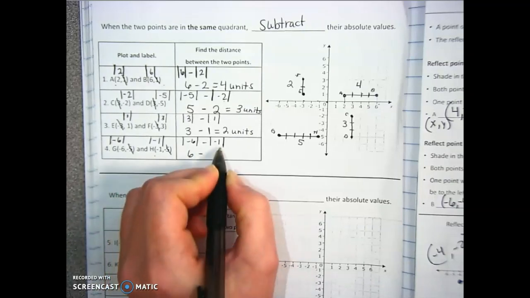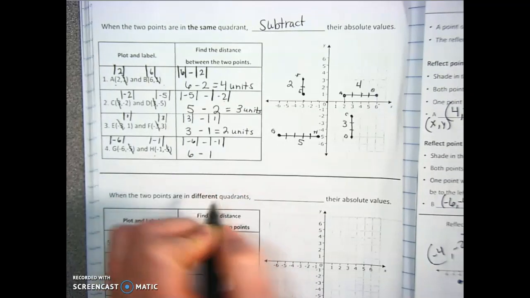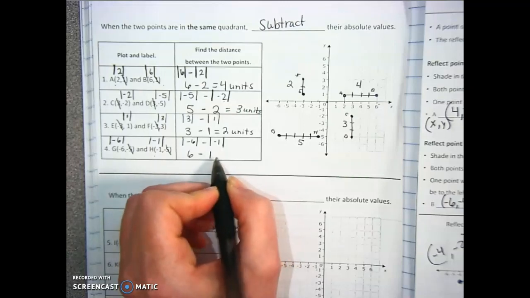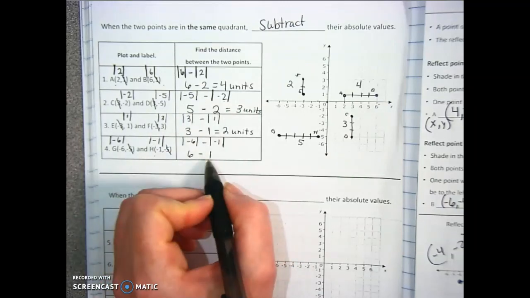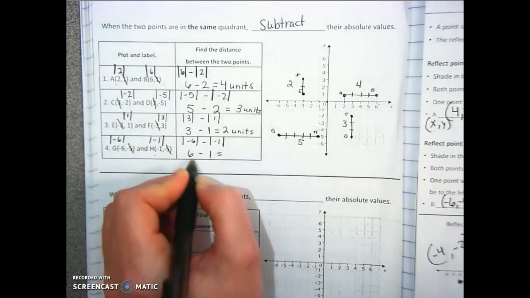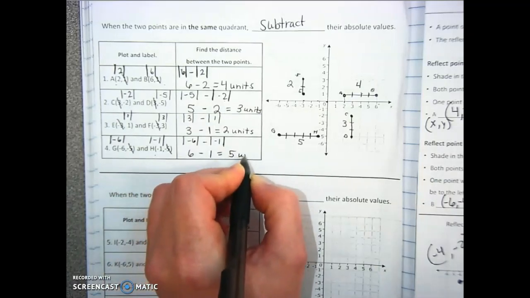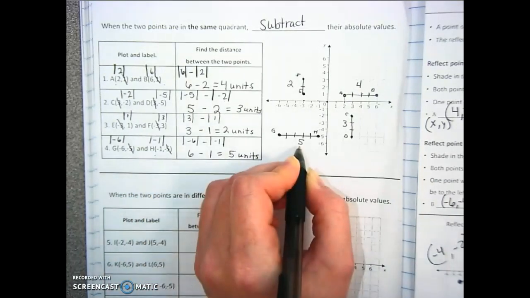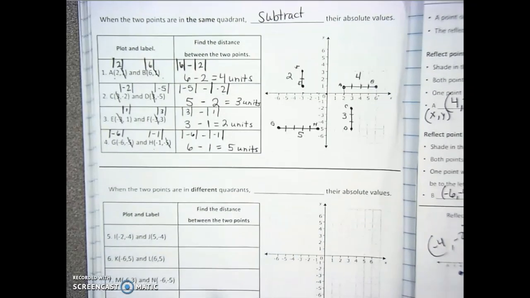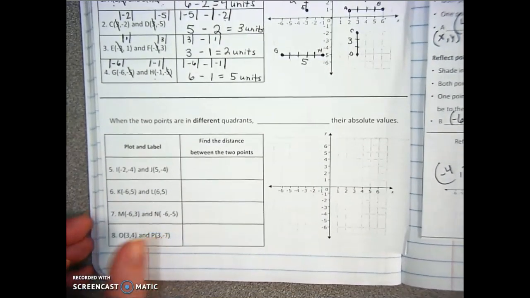The absolute value of -1 is 1. Absolute value, remember, is always positive. So that's why we rewrite it, because they're always positive. 6 minus 1 is 5 units. And that is correct.